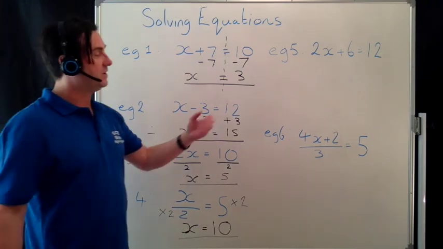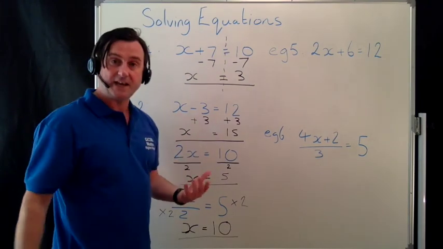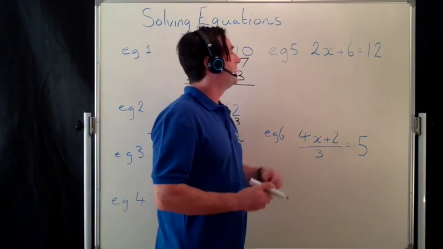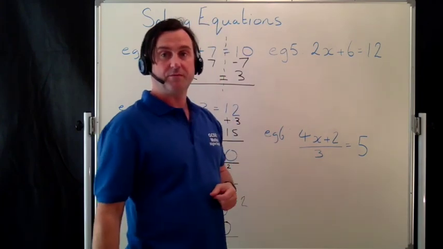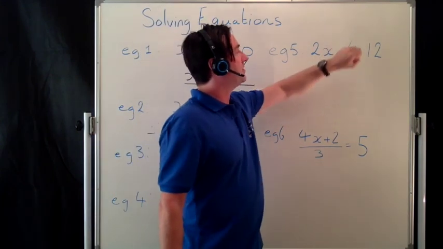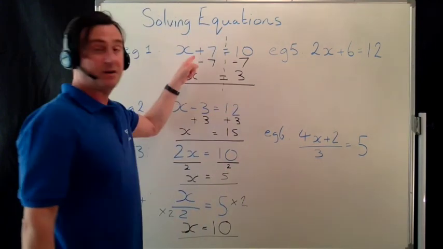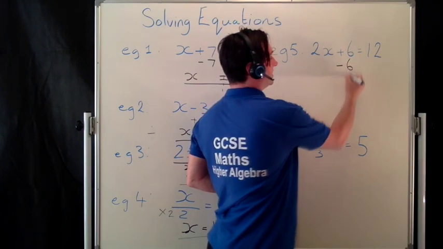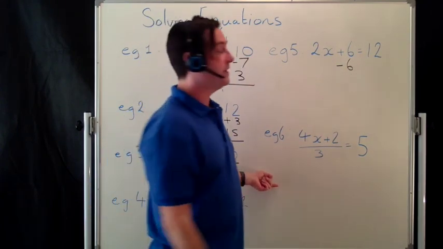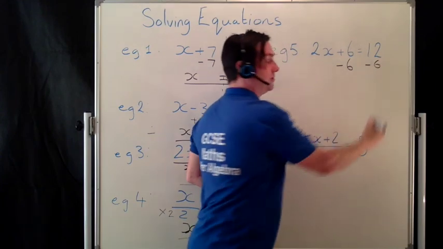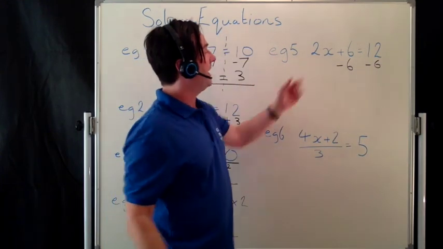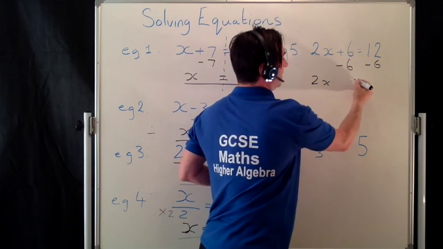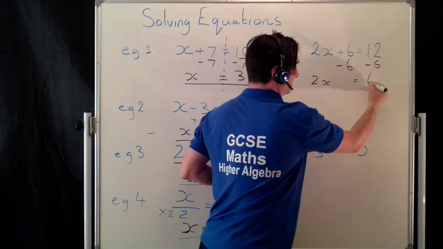Now for example 5 and example 6, we're going to put more than one of these together in order to solve these two equations. If we have a look at example 5 here, we've got 2x plus 6 equals 12. We're going to get rid of the number 6 first of all, using method 1. So here, to get rid of the 6, I take away 6. But whatever I do to the left-hand side, I must also do to the right-hand side. So I'm now left with 2x, the 6 has gone, equals 6.